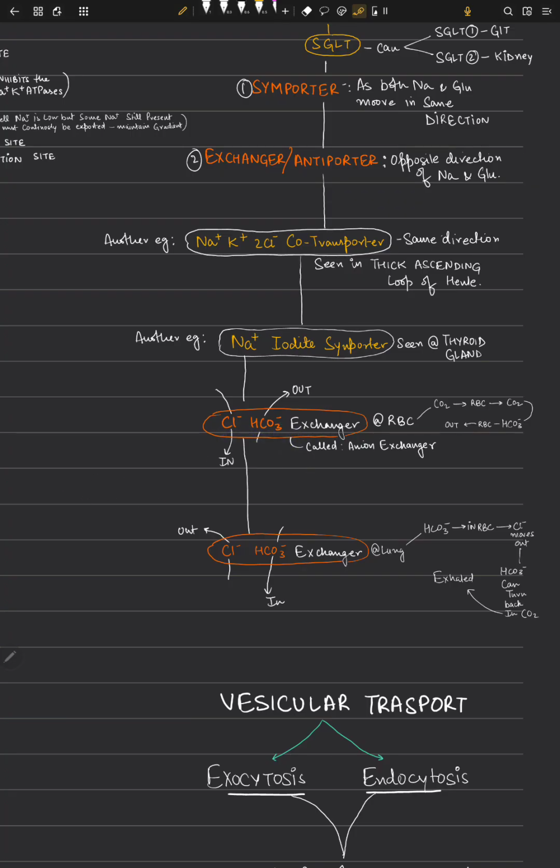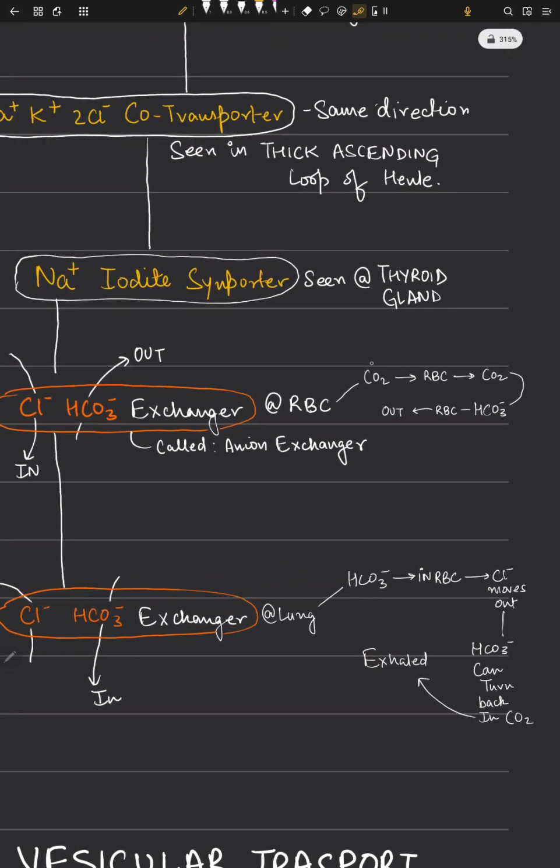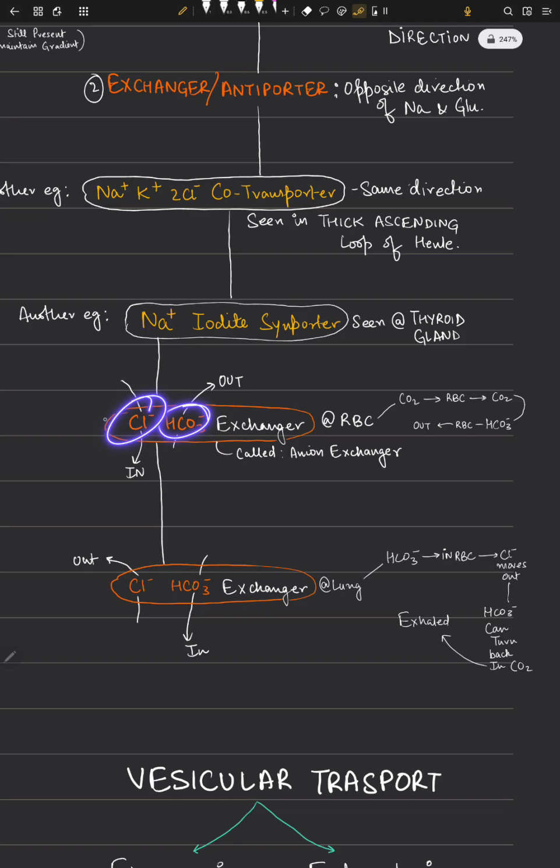It's an exchanger, which means the direction is opposite. These are present in RBCs, your red blood cells, and what happens is that chlorine comes in and bicarbonate jumps out. Why this happens is that RBCs have CO2. This carbon dioxide gets inside the RBC and converts into bicarb, and this bicarb has to go out of your body via the lungs. So that's how bicarb pushes out of the RBC. It's called anion exchange because both are anions.